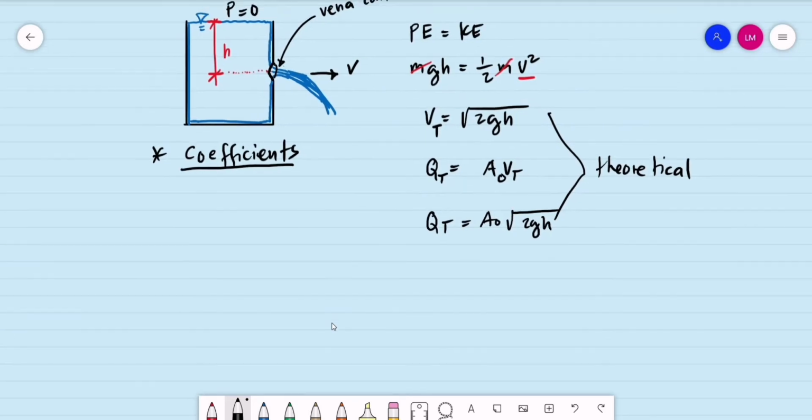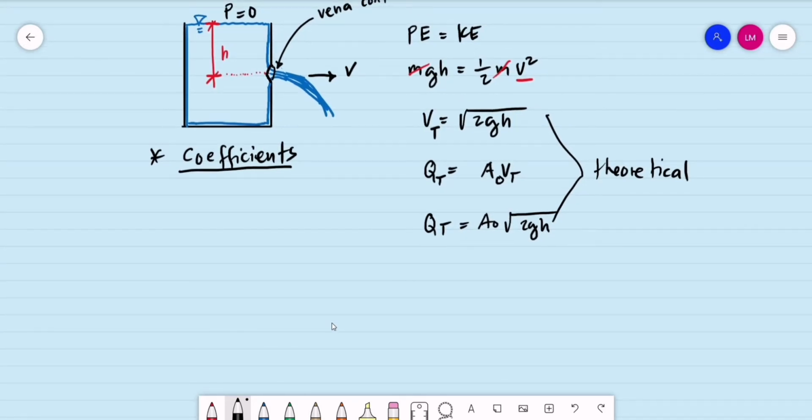So depende kung ano yung material. For example, plastic or metal or wood. So meron tayong coefficient of velocity. Ito yung C sub V. Ang C sub V is equal to the ratio of the actual velocity to the theoretical velocity.